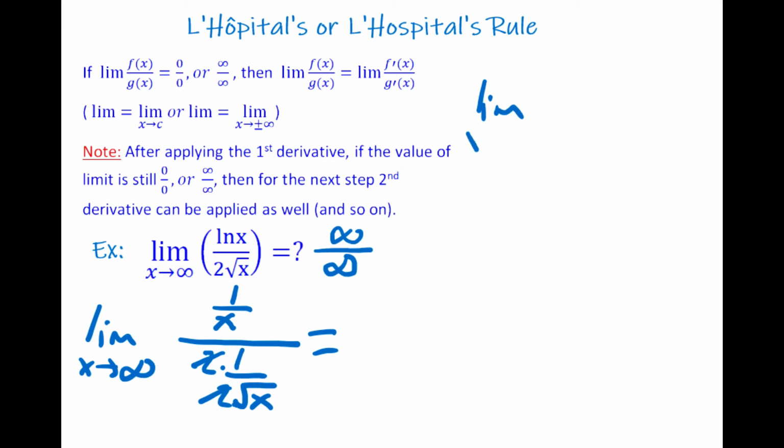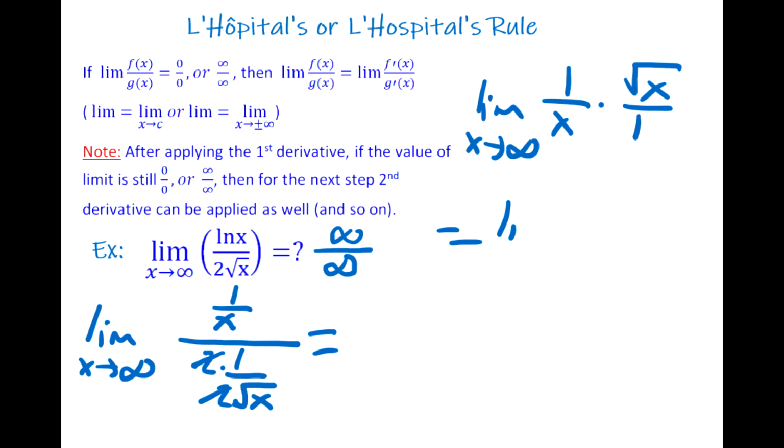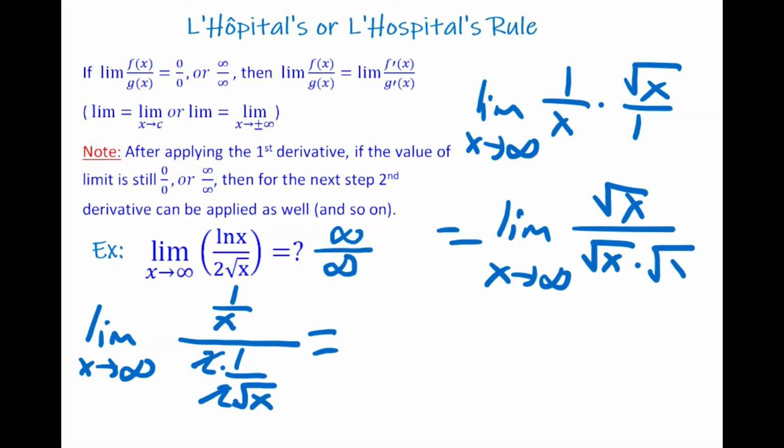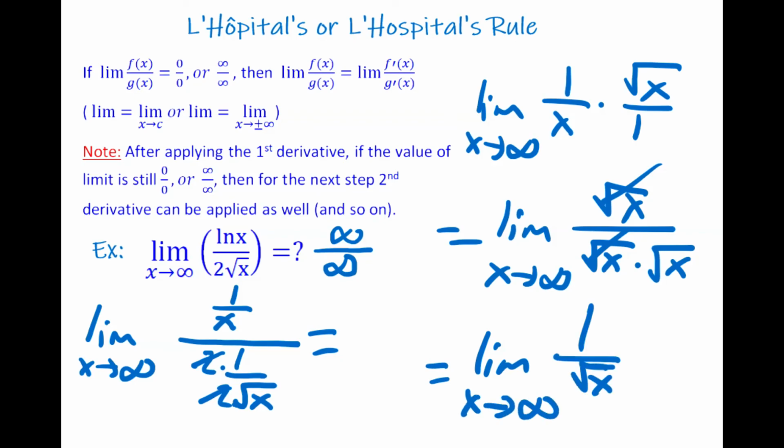So limit when x goes to infinity, guys. We're going to have 1 divided by x times square root of x divided by 1, guys. And that is going to be limit when x goes to infinity, square root of x divided by x can be written as square root of x times square root of x. These will be gone. So we're going to have limit when x goes to infinity, 1 divided by square root of x. And now, if you put infinity instead of x, then we're going to have 1 divided by infinity, which is going to be 0, guys.